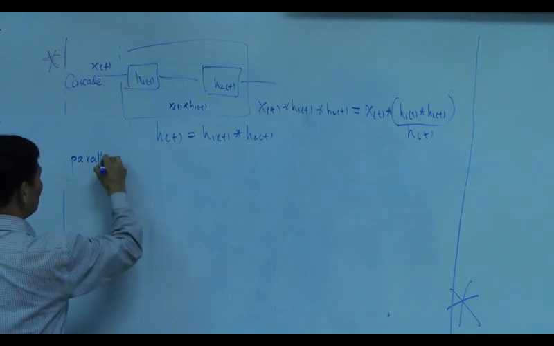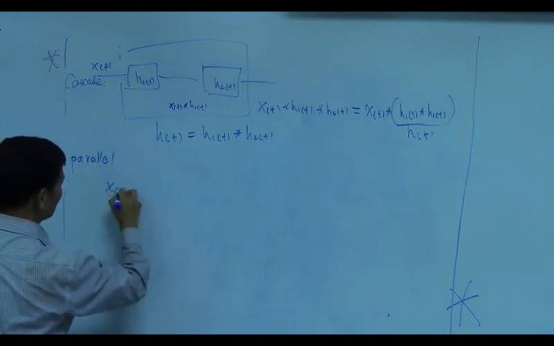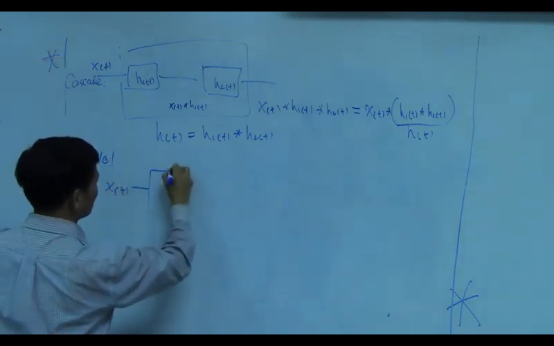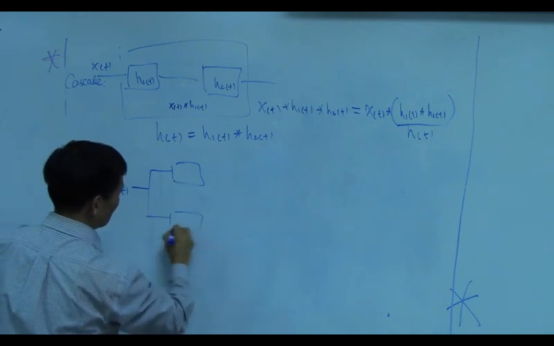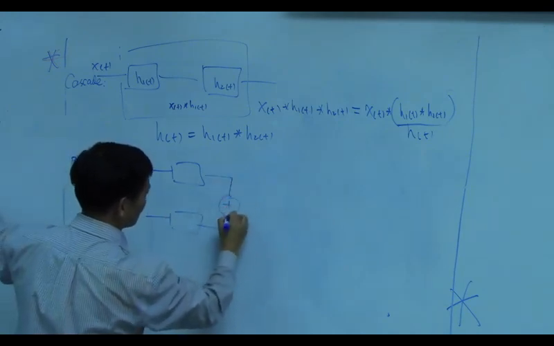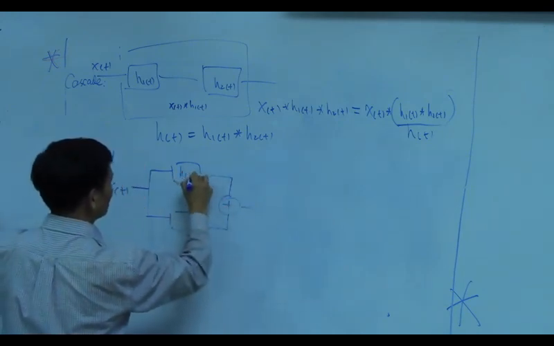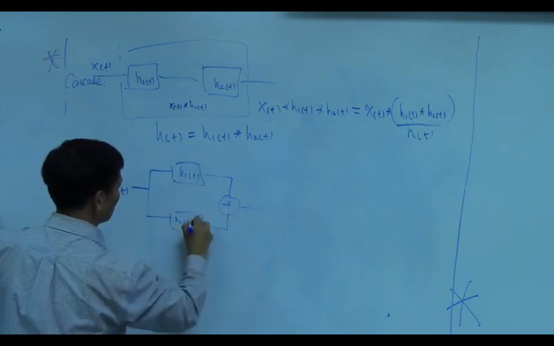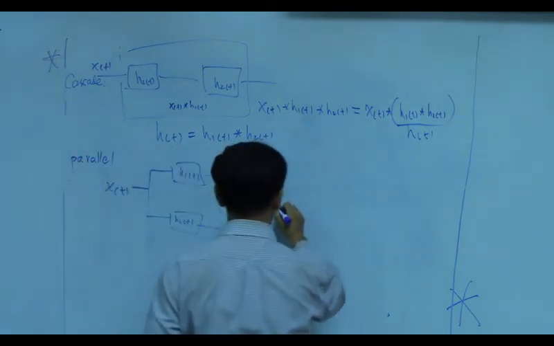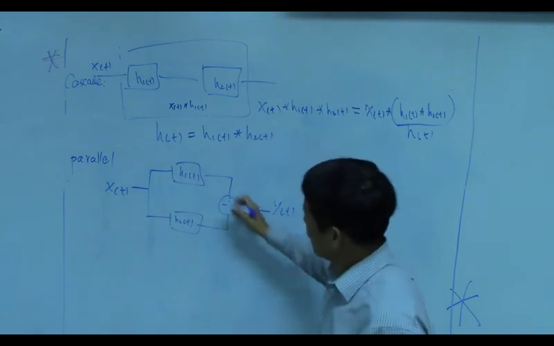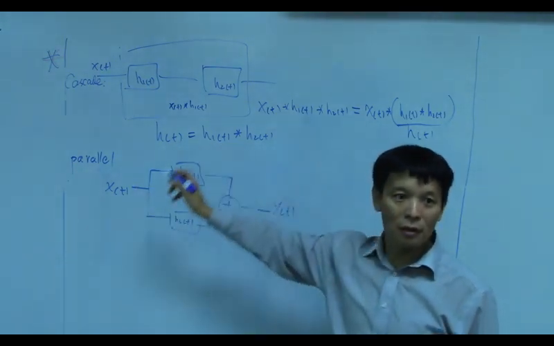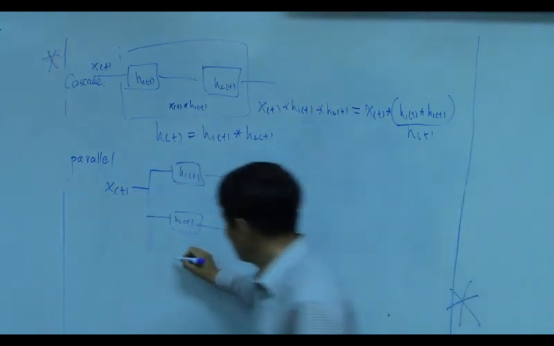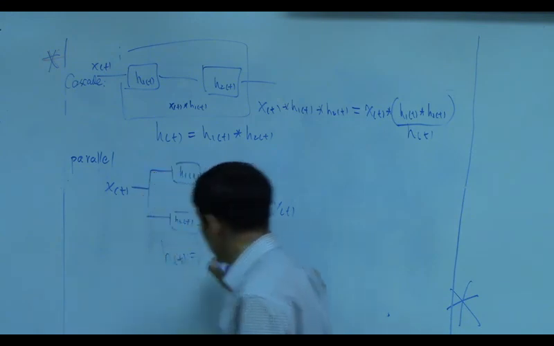Parallel. That means we have x(t) here, and we have these two systems, and we combine them together. This is the adder. This one is h1(t), this one is h2(t). What do you think here? The y(t). And I will consider these two as the combination. So what is the total h(t), the overall h(t)?